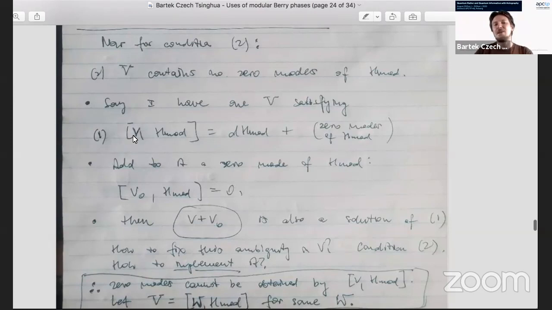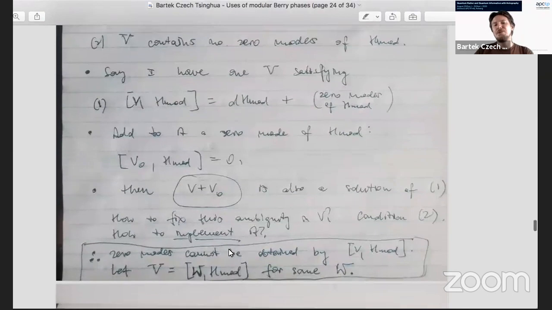Because I just added a homogeneous piece which doesn't affect it, doesn't produce anything on the right-hand side. And so that means that when I'm solving for V, I'm always getting answers which are ambiguous up to zero modes. And the whole point of modular parallel transport is to find the golden V, which contains exactly no zero modes at all. So how do I do this?